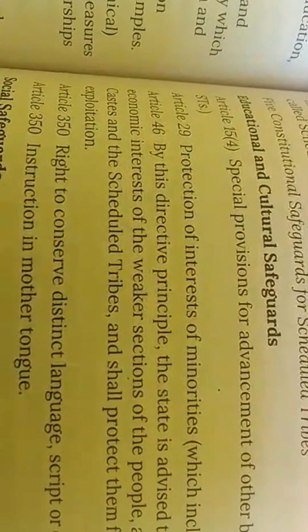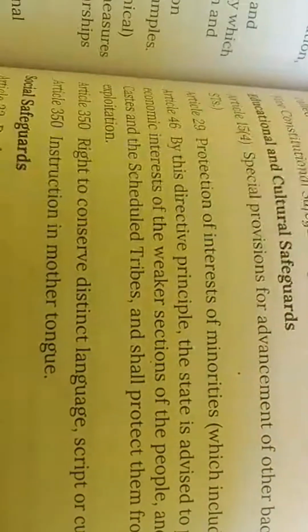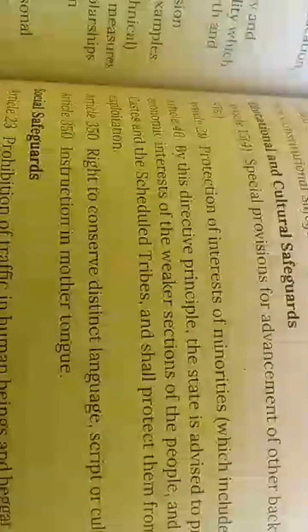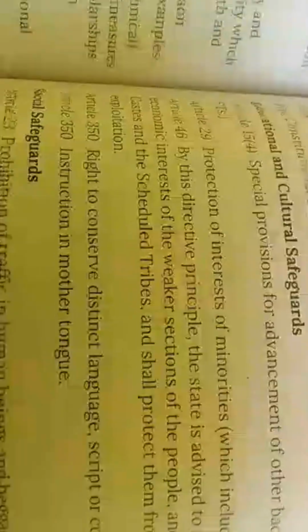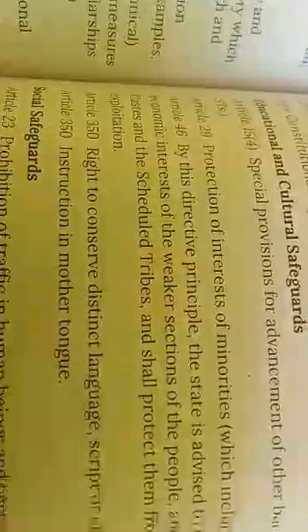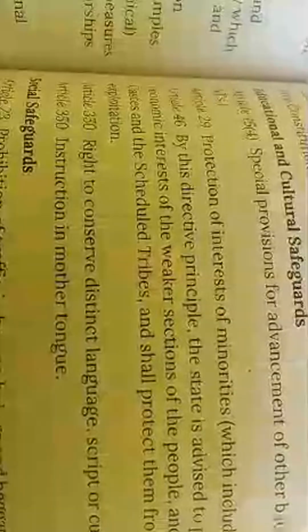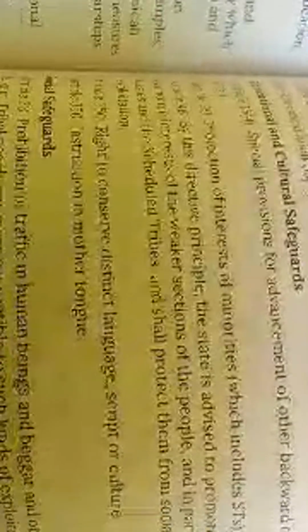In order to implement this policy, the identification of tribals was important. They are listed in a schedule, the tribes which were selected to be put into that schedule. Scheduled Tribes. Five constitutional safeguards for Scheduled Tribes.